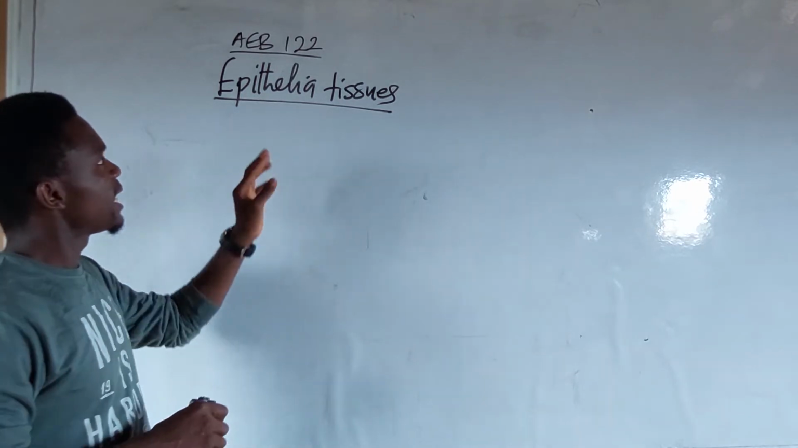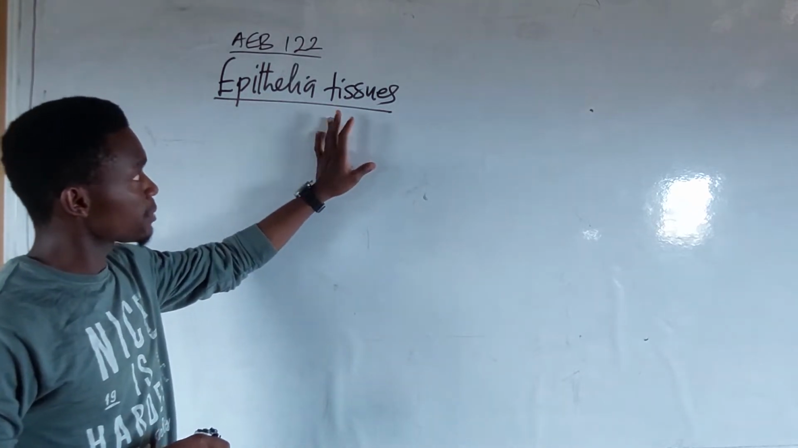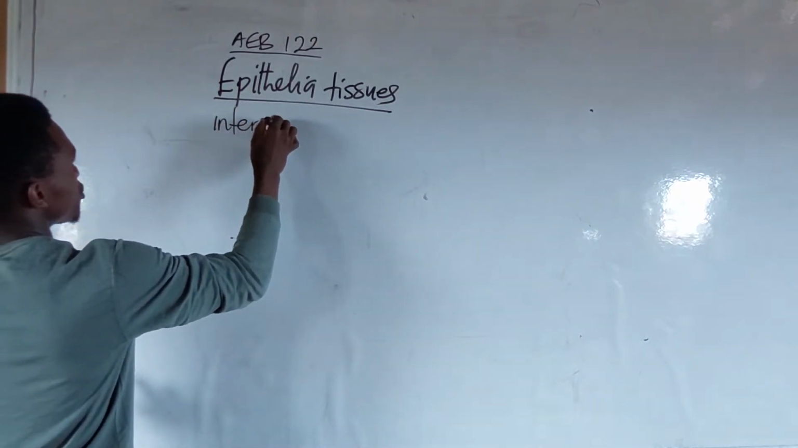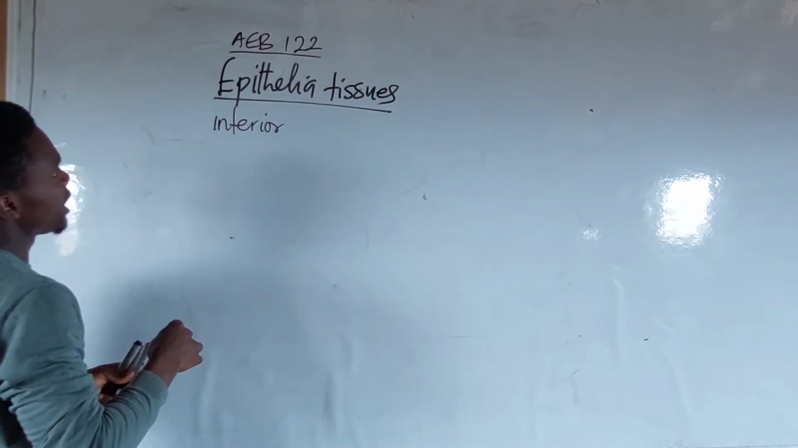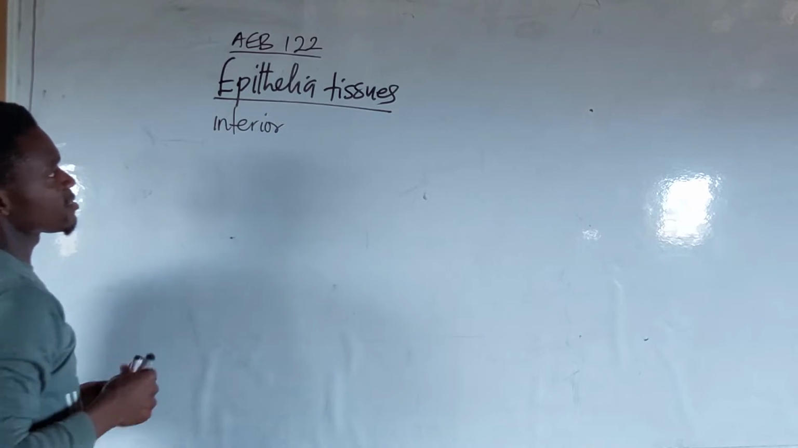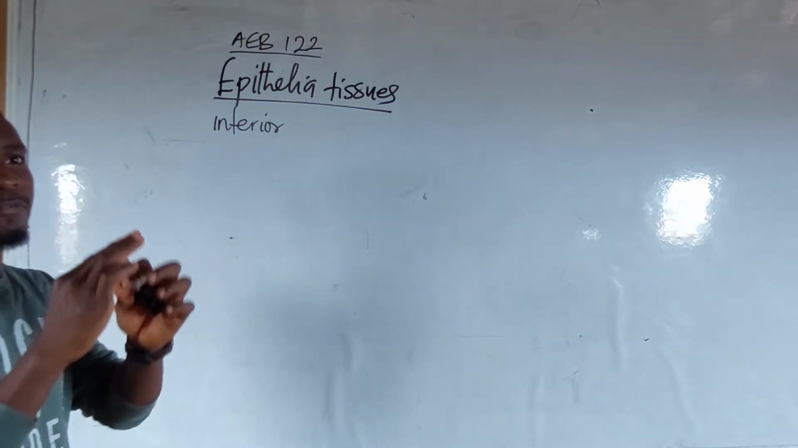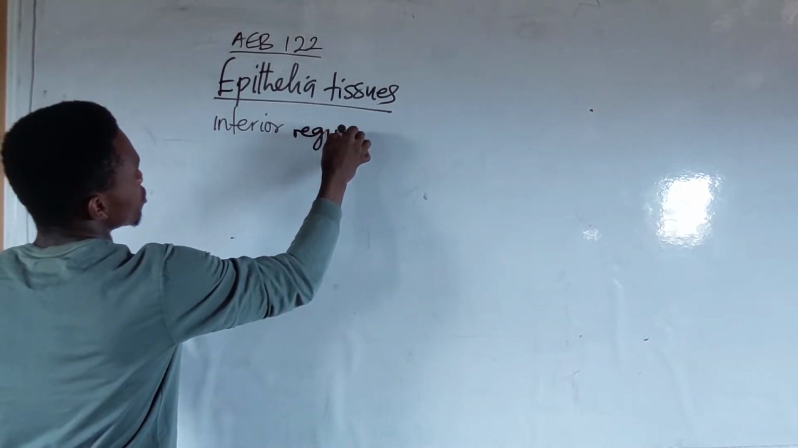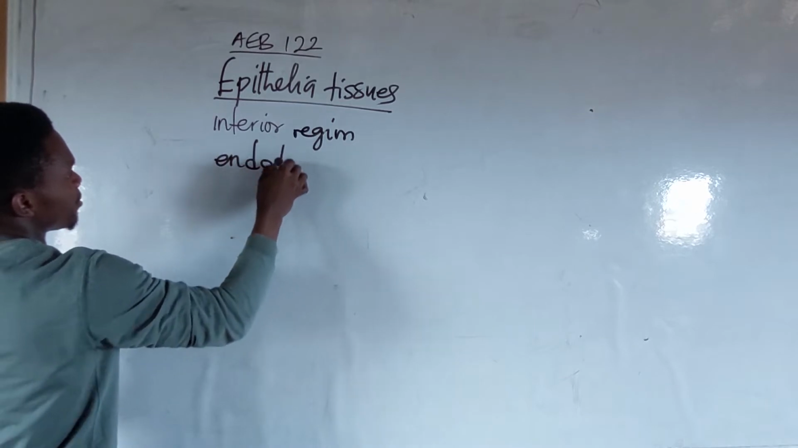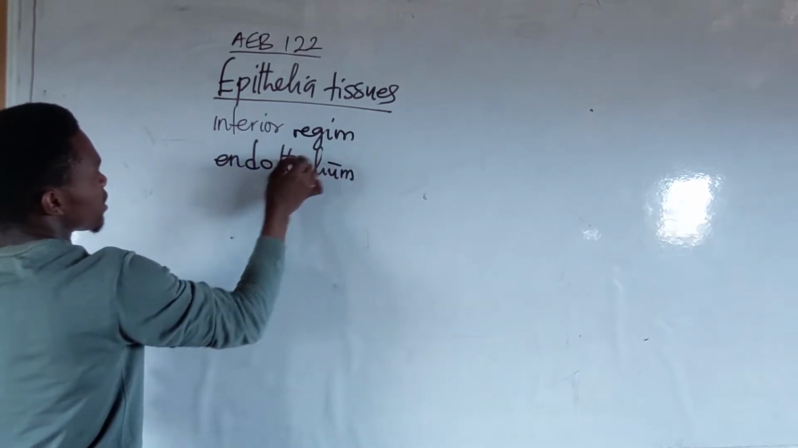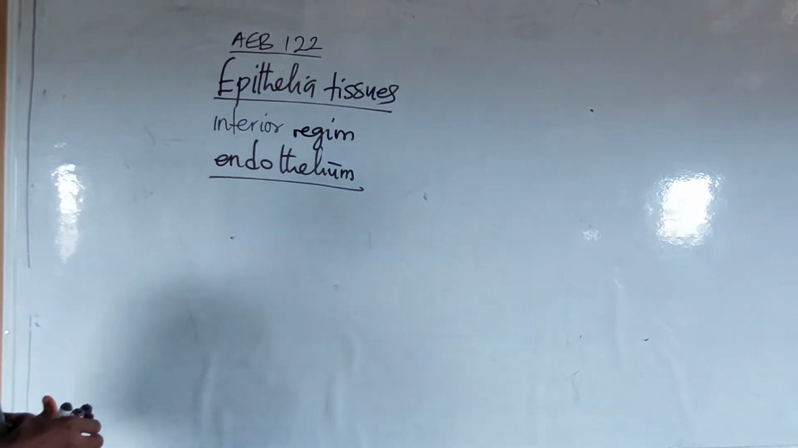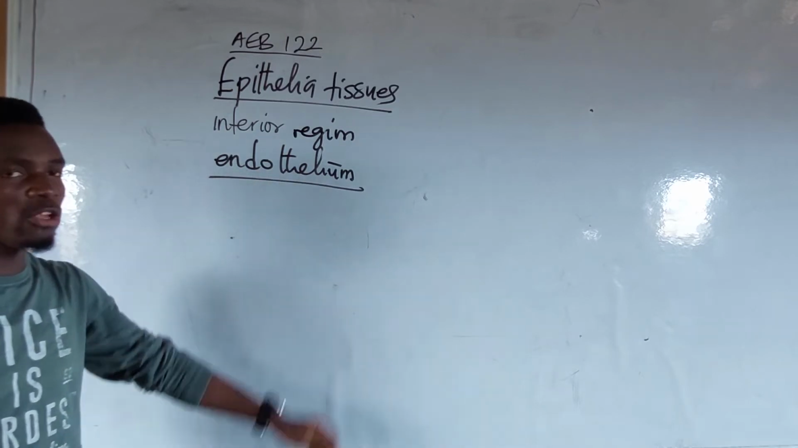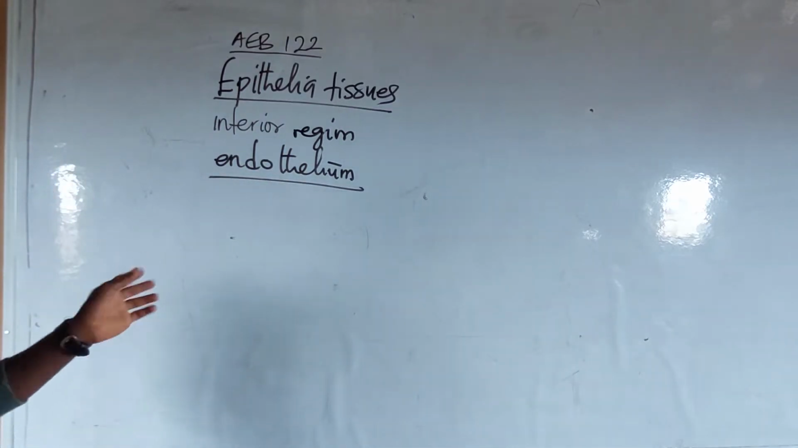A type of epithelial tissue that covers the interior part of the body, the interior organs of the body. Please take note of this. A type of epithelial tissue that covers or protects the surfaces of organs found in the interior region is called an endothelium. Please take note of that. The type of epithelial tissue that is found covering organs in the interior region is called endothelium tissue. Just leave it like that.